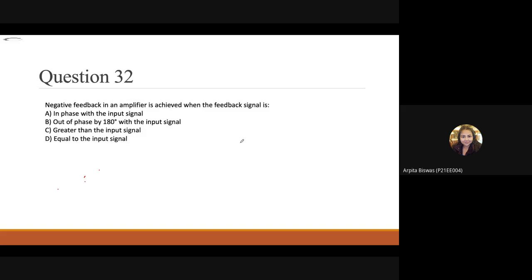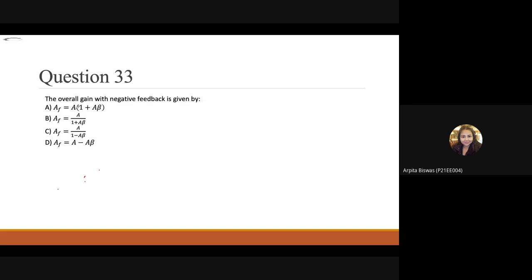Question number 32. Negative feedback in an amplifier is achieved when the feedback signal is in phase with the input signal, or out of phase by 180 with the input signal, greater than the input signal, or equal to the input signal. Option B, ma'am. Out of phase by 180 with the input signal. Then question number 33. The overall gain with the negative feedback is given by. Tell me what is the right answer. Option B. Yes, option B.